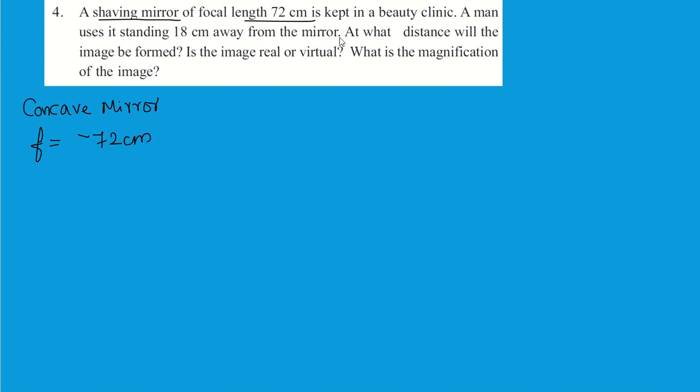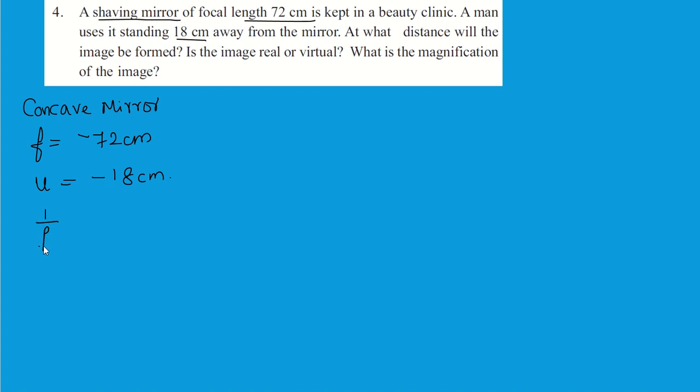...is kept in a beauty clinic. A man uses it standing 18 centimeter away from the mirror. The man uses it, that means the object is the man. So object distance is always negative, minus 18 centimeter. At what distance will the image be formed? We have to find out the image distance.